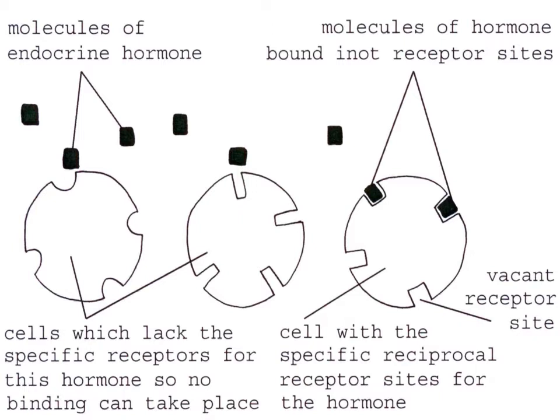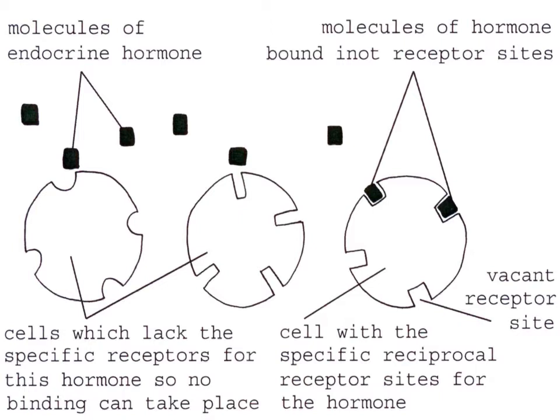cell. So what we see here is some molecules of endocrine hormone, which in this case are square, and they try to get into this semicircular hole in the first cell, and of course they can't fit in. You won't get binding of the signal molecule and the receptor. Then they try to get into another cell where the receptor sites are oblong, and again they won't fit. So this particular hormone is not capable of initiating a response in this second cell.